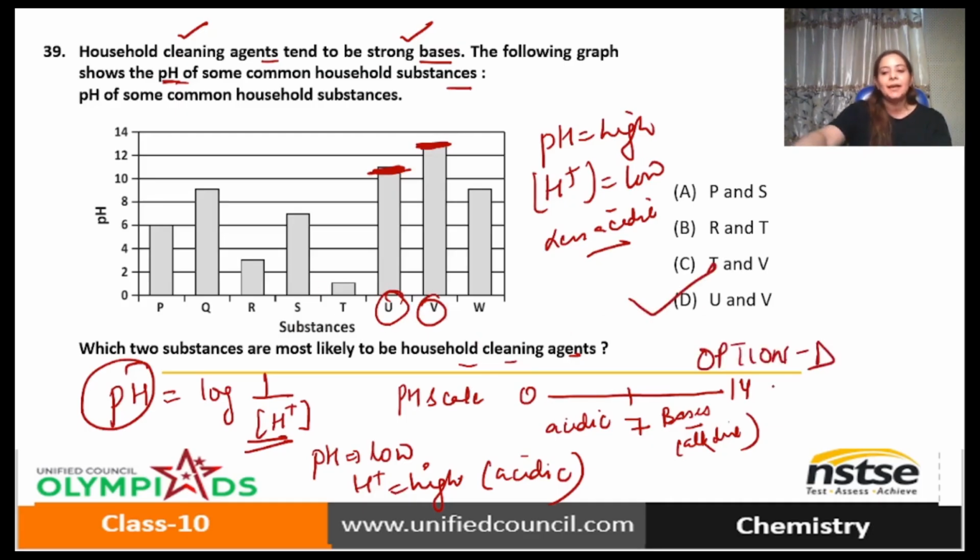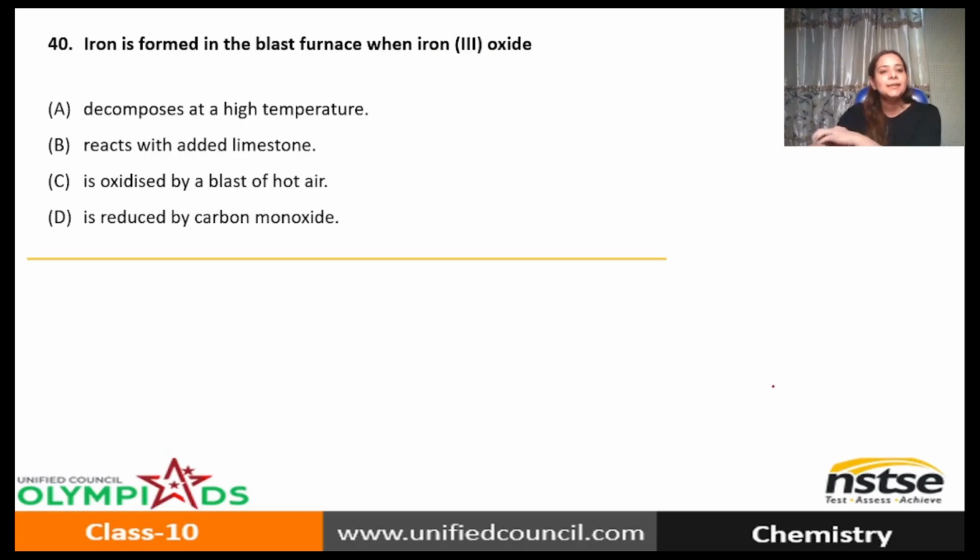Option D is correct. The next question says, iron is formed in the blast furnace when iron 3 oxide decomposes at high temperature, reacts with added limestone, is oxidized by a blast of hot air, or is reduced by carbon monoxide. Now let me tell you, when we are performing metallurgy, what is metallurgy? Metallurgy is the process of extracting metal from its ore.